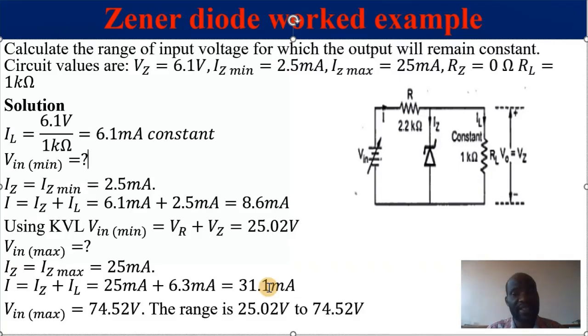Use your calculator to find it. Then we are now going to say the voltage across this 6.1 plus the voltage you get after multiplying maximum Zener current times 2.2. This is going to give you a V in max of 75.52 volts. So calculate the range of input voltage. The range of the input voltage is from 25.02 volts to 74.52 volts. This is so simple, provided you know your circuit theory or your electrical engineering technology.